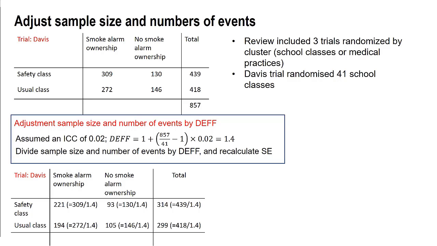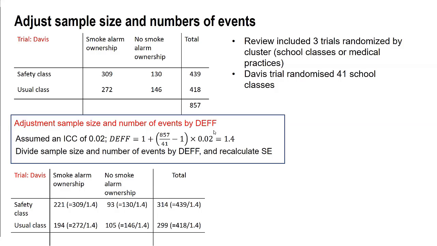Now, coming back to this example, what we're going to do here is take the first option I talked about and adjust the sample size and the number of events by the design effect. First of all, we need to calculate the design effect, and using that formula from before, we've got 1 plus, we know there are a total of 857 participants in this trial, 41 classes or 41 clusters, minus 1, times the ICC of 0.02. So this gives us a design effect of 1.4.